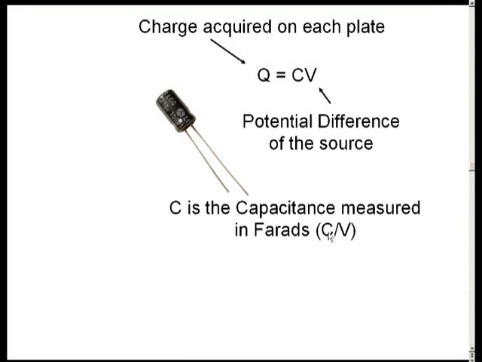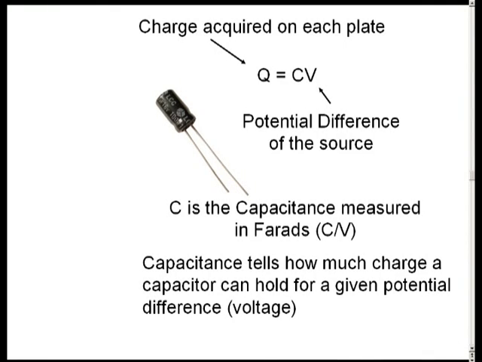A farad is defined as a coulomb per volt, and those just come from the units in this formula here. The capacitance is basically telling you how much charge the capacitor can hold for a given potential voltage that you put across there.